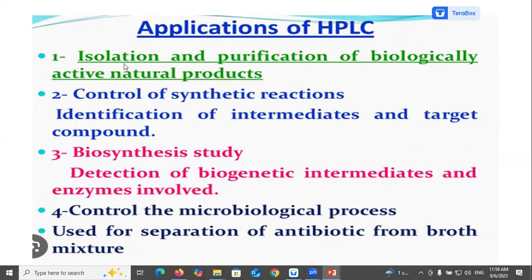Application of HPLC: isolation and purification of biologically active natural products, control of synthetic reactions, identification of intermediates and target compounds, biosynthesis study, detection of biogenetic intermediates and enzymes involved, control of the microbiological process, used for separation of antibiotic from broth mixture.